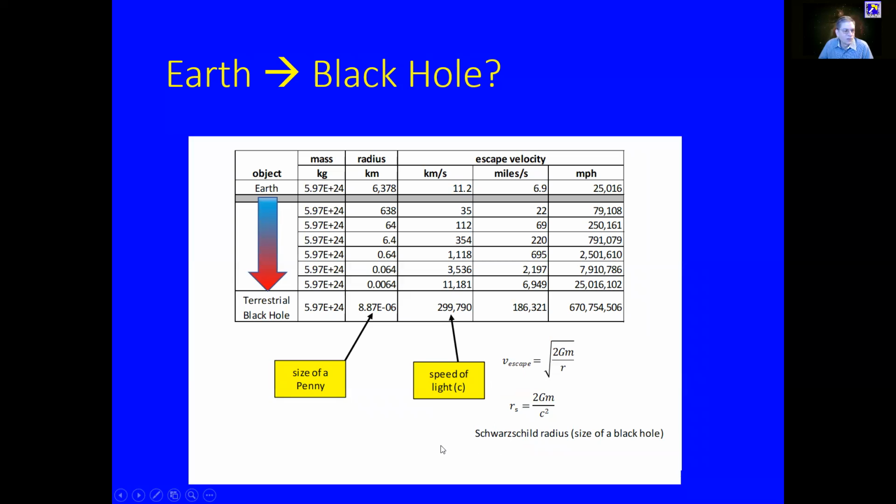Now, this is rather absurd. It could theoretically be done, but how are we going to take something as big as the Earth and crunch it down to the size of a penny? I don't know. But were you to be able to do that, you would have a black hole. It's using the same method of calculation as we saw with the sun. The Schwarzschild radius for the Earth would be a little bit less than 9 millimeters.